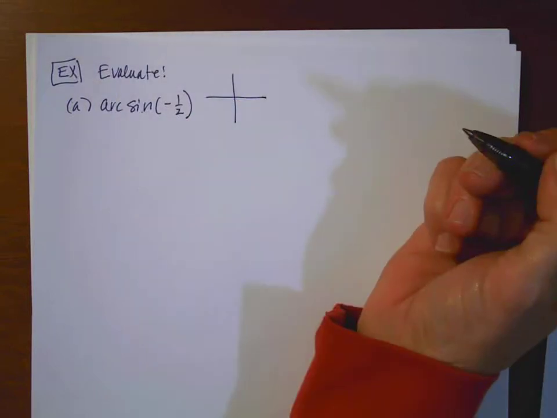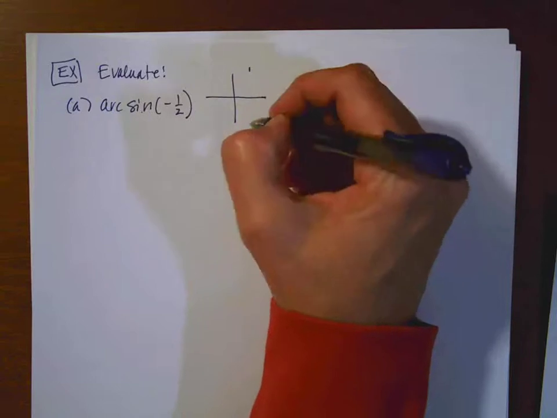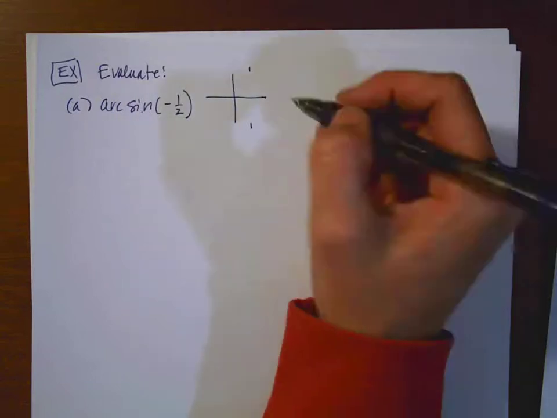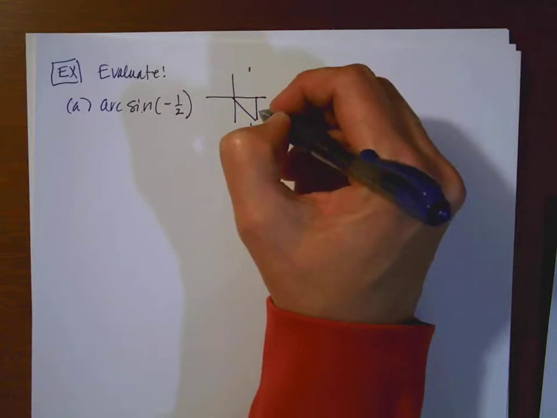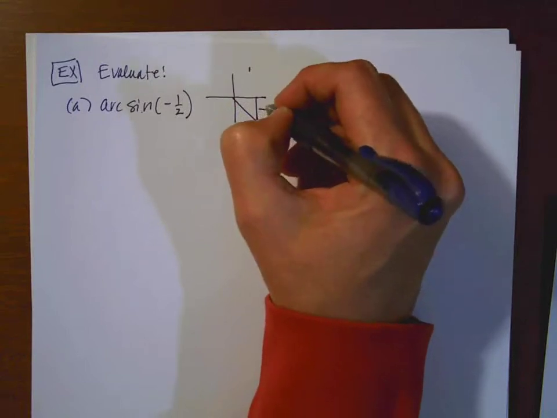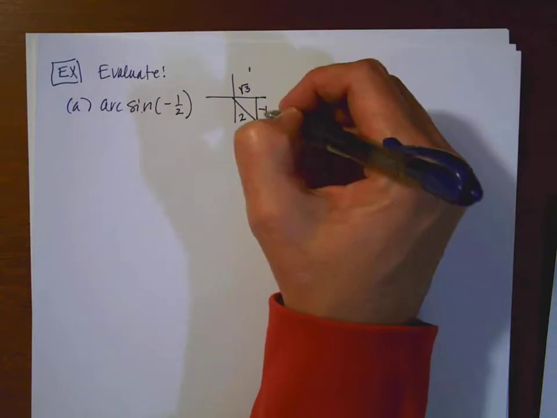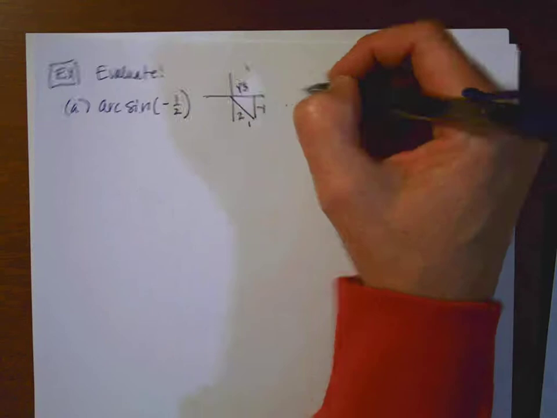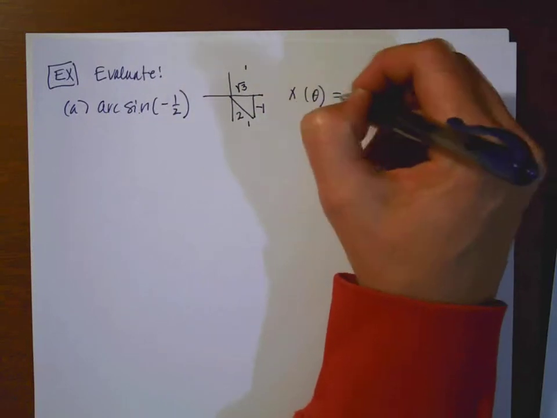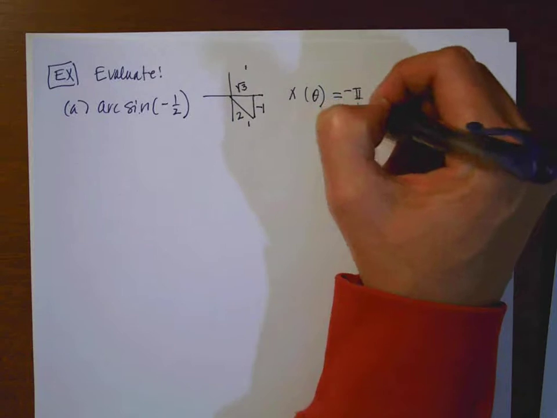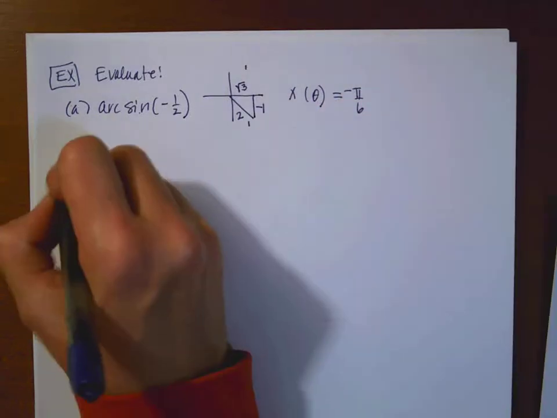Well, the easiest way to do this is just to think about your unit circle. So remember that arc sine is limited to the first and the fourth quadrants. Sine is negative in the fourth quadrant. Sine is y over r, which means this is a radical 3. This is 1, so that means that my x or theta, whichever you want to call it, is going to be equal to negative pi over 6. So that was pretty easy.